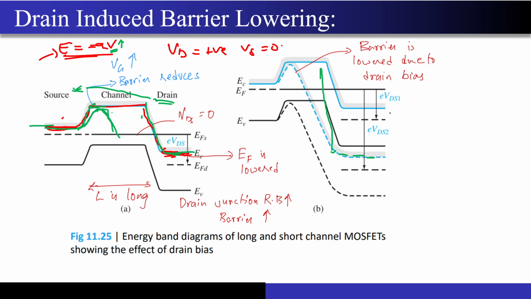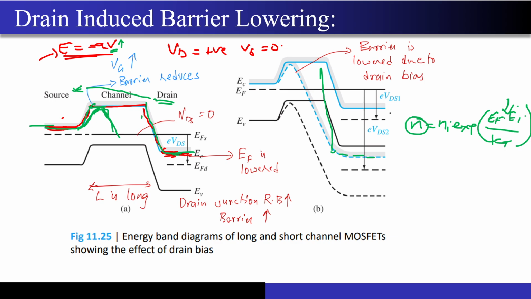And if the barrier starts to get narrower, what are the consequences of this? I will just give you an example. n is equal to what? n_i times exponential of (E_F minus E_i) by kT. If the barrier gets lower by a slight amount, there will be an exponential increase in the number of electrons that will flow from the source to channel, correct? So now if this barrier is lowered because of the DIBL, you will see an increase in the current because this barrier has got lowered.